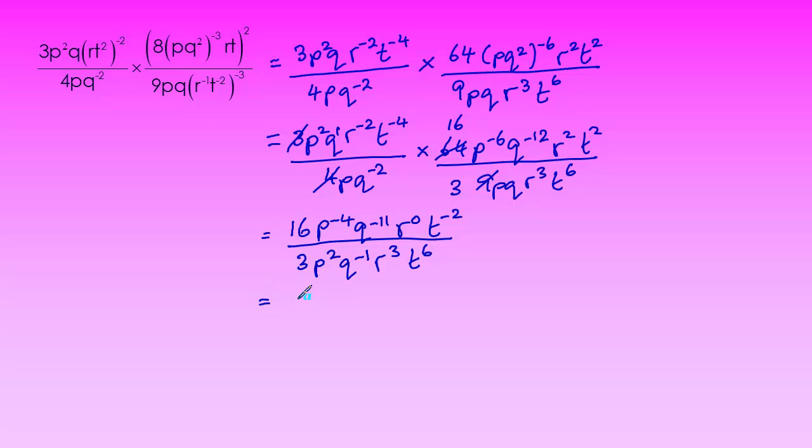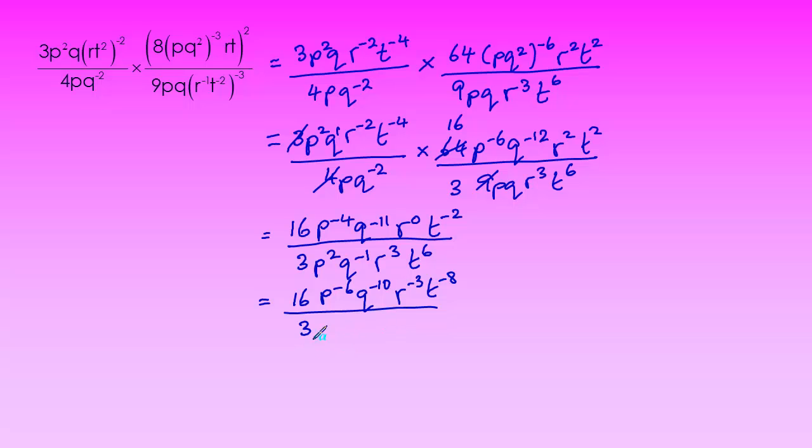So 16 on the top, still got a 3 on the bottom. Now we're dividing, so subtract indices, so that's going to be p to the negative 6. Negative 11 take away negative 1 becomes negative 11 plus 1, so that's q to the negative 10. 0 take 3, r to the negative 3. Negative 2 take 6, t to the negative 8.